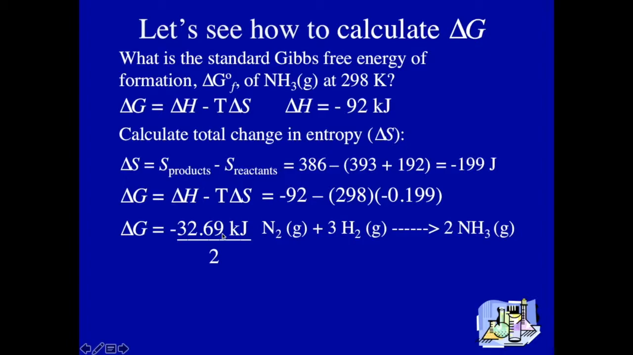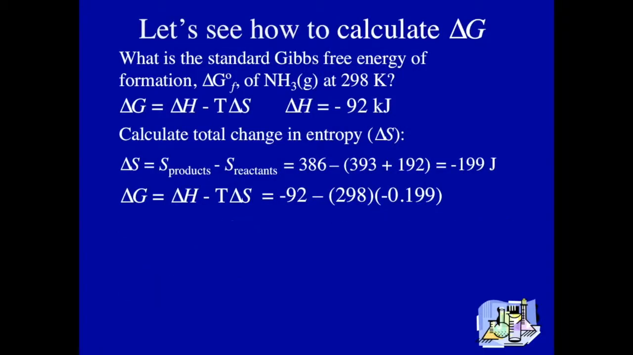So if I'm asked to find the delta G of 1 mole of ammonia, I would divide it by 2, and that would be my negative 16.3 kilojoules of energy. That is a spontaneous reaction at room temperature. And with that, we are finished with Gibbs free energy. That was a chemistry Olympiad problem.